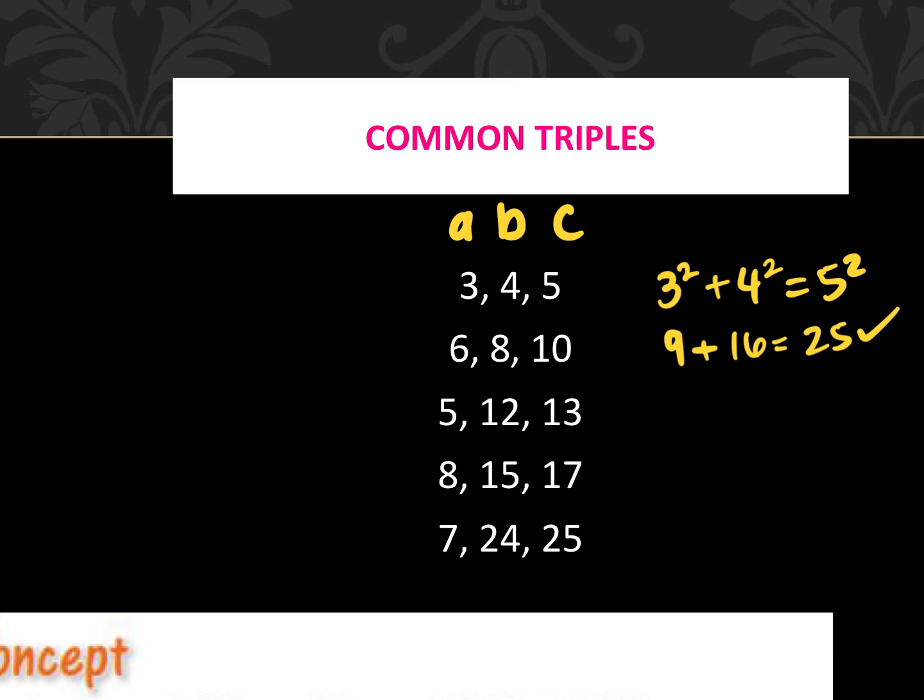Now, sometimes when we're calculating the lengths of a right triangle, we do get decimals. Not for the common triples, okay? That's why they're important.